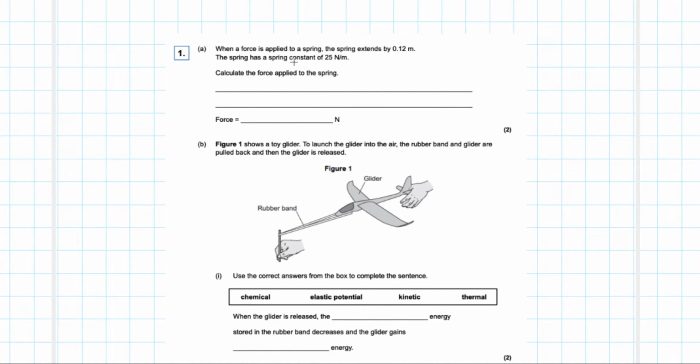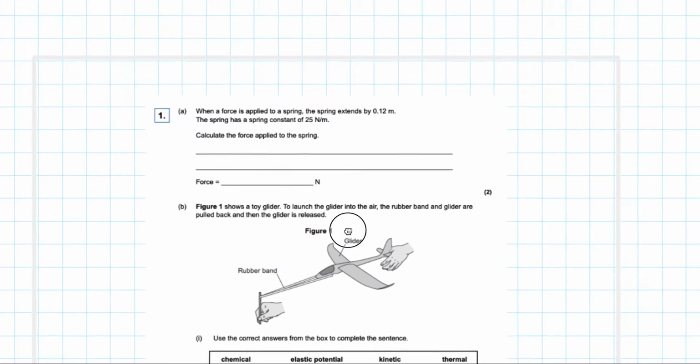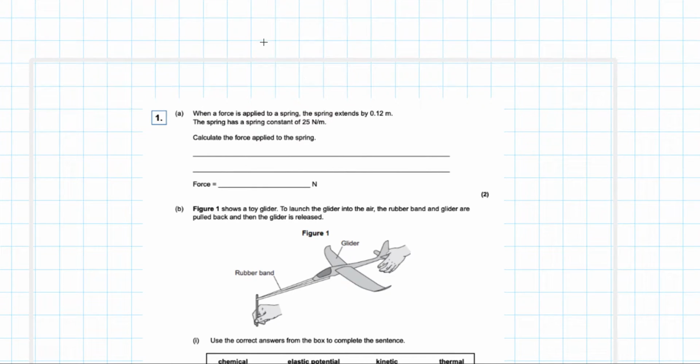Question 1. When a force is applied to a spring, the spring extends by 0.12 meters. The spring has a spring constant of 25 Newton per meter. Calculate the force applied to the spring. The formula we are going to use for this question is F equals Kx, where F is the force, K is the spring constant, and x is the extension.